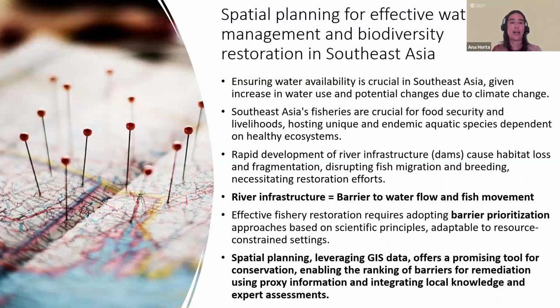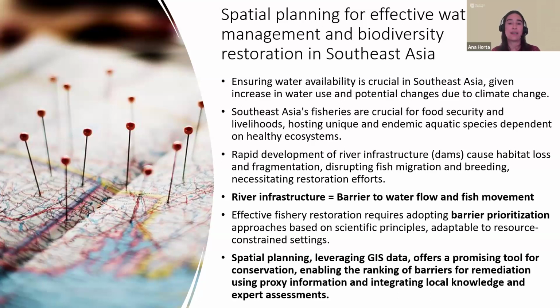So this was our driving force. We wanted to make sure that water availability was ensured, keeping in mind that water use is very important for a lot of aspects in the communities in most Southeast Asia countries. Also, we wanted to make sure that in our approach, we recognize the value of local fisheries, remembering that fisheries are an important source of food security. And so a lot of livelihoods are dependent on fish being available in the river.